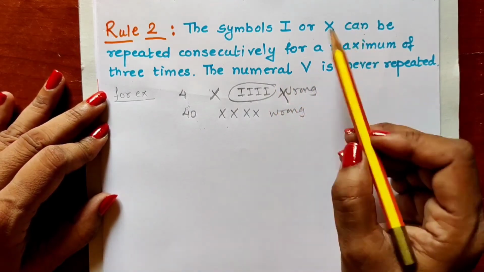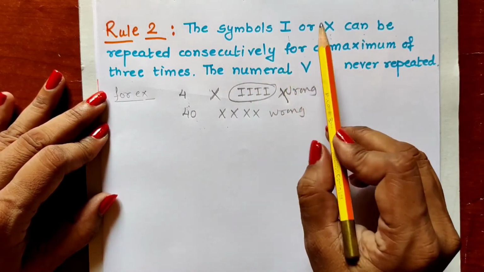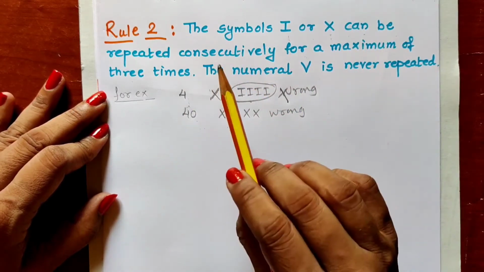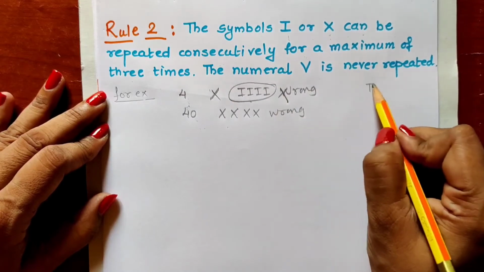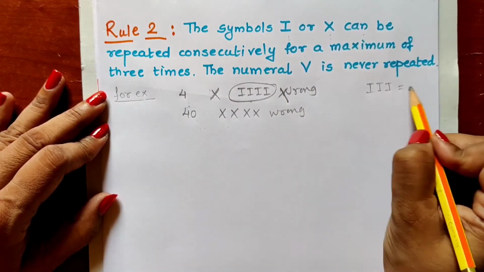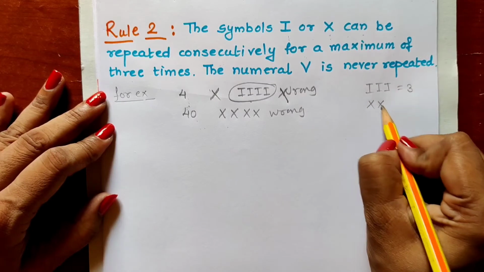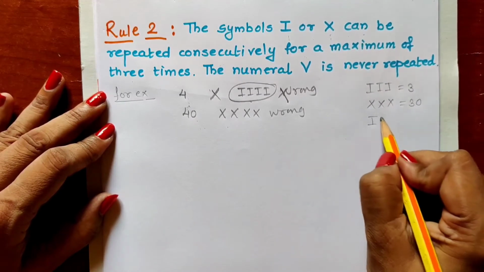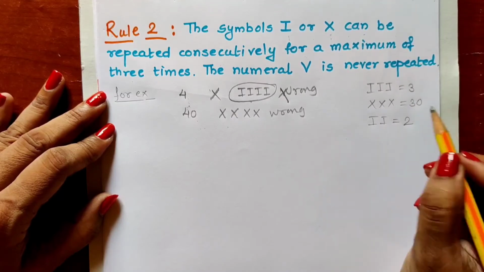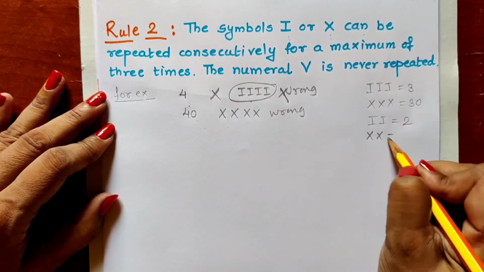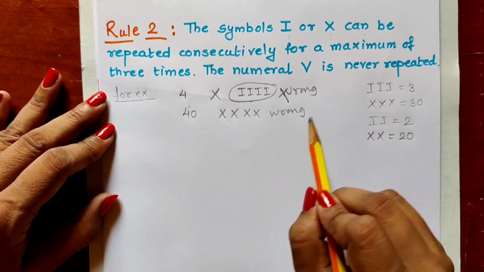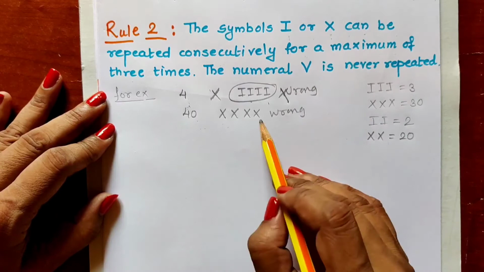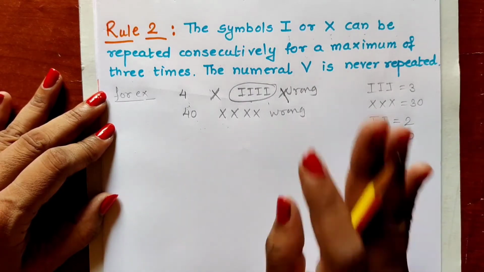We have to remember only that the symbols I or X can be repeated consecutively for a maximum of 3 times. We can write 3 times I for writing 3. We can write 3 times X for writing 30. We can write 2 times I for writing 2. We can write 2 times X for writing 20. But I should not be written 4 times for writing 4. X should not be written 4 times for writing 40.